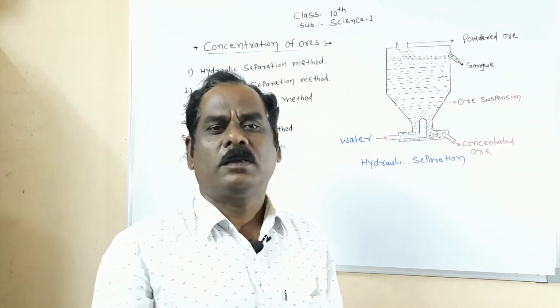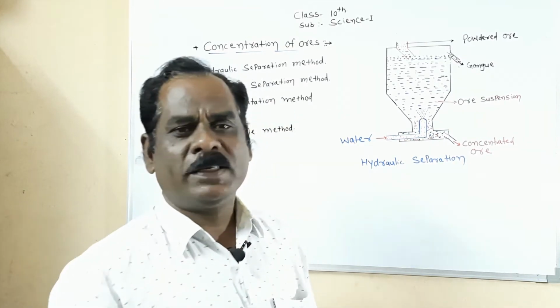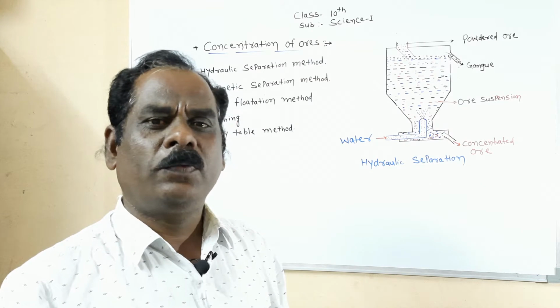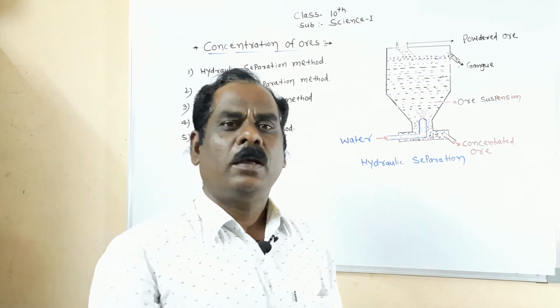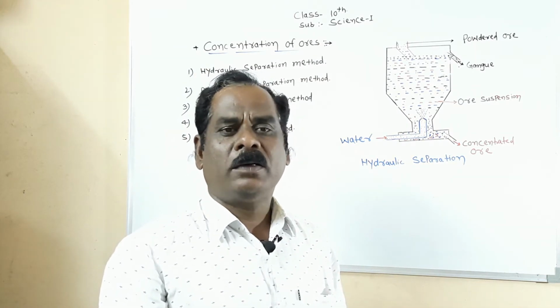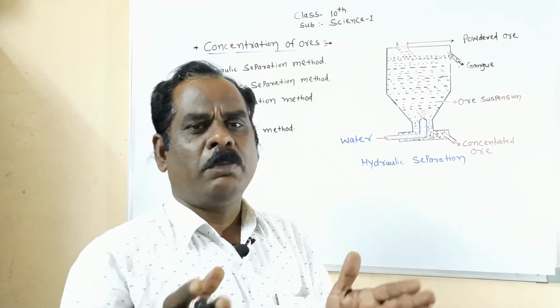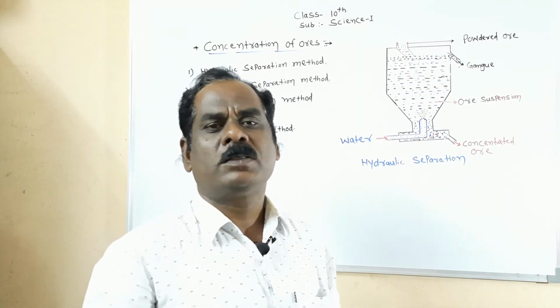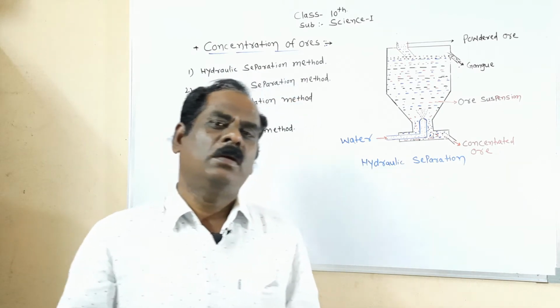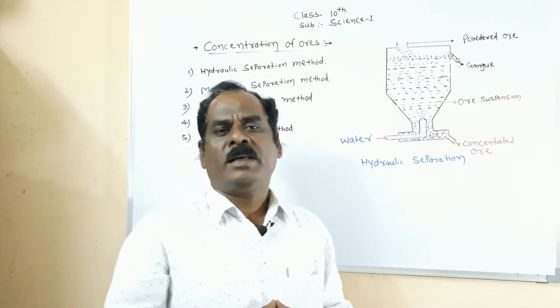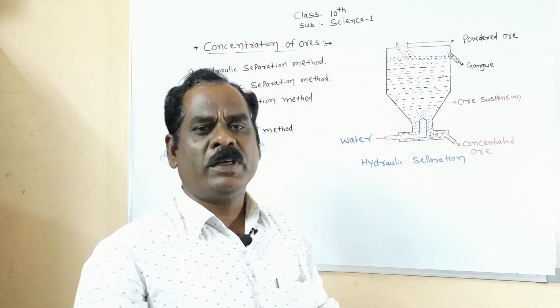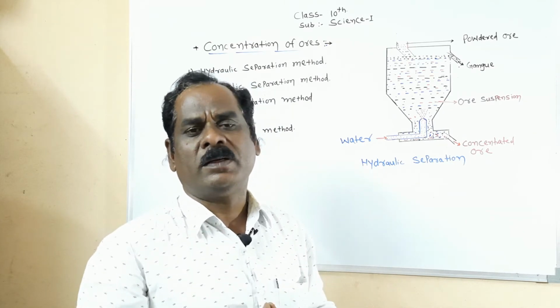Hello student, in the previous lecture you studied the occurrence of metals. You know that all reactive metals occur in the combined state. From these combined compounds of metals, how will you extract the metal? By using extraction methods. How will you extract? By using suitable methods.